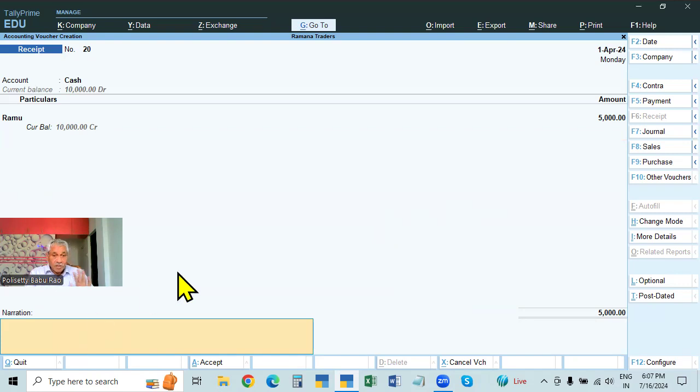So we need to do that. Previous to that, in the double entry, we entered the narration. The same narration will be here automatically. If we want to bring the narration of the previous entry, you just have to press Alt R. Alt R means the previous narration. You will get it here automatically.